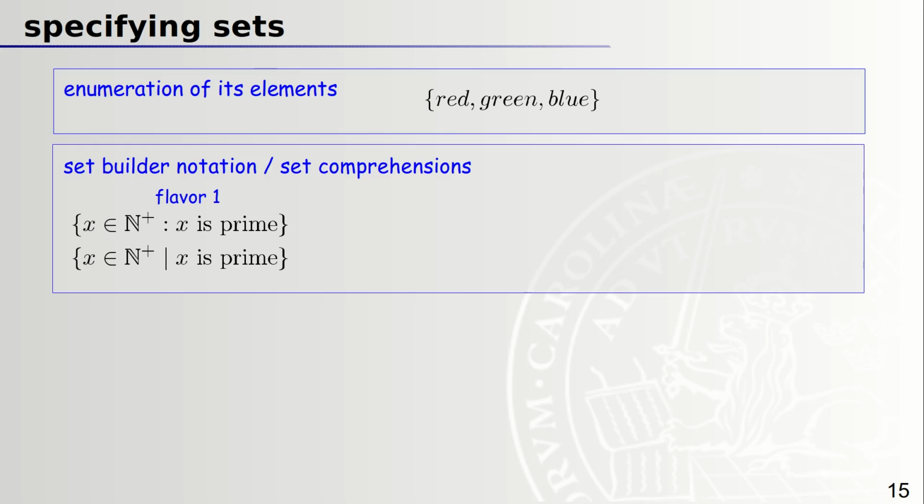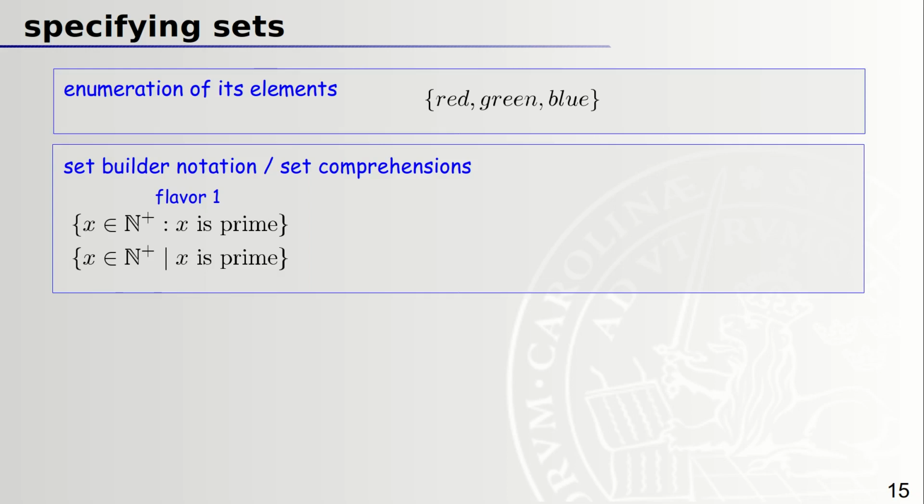This can become tedious or impossible for sets containing many, even infinitely many elements. In this case, we use a syntax called set builder notation, or also set comprehension. It comes in two slightly different flavors.